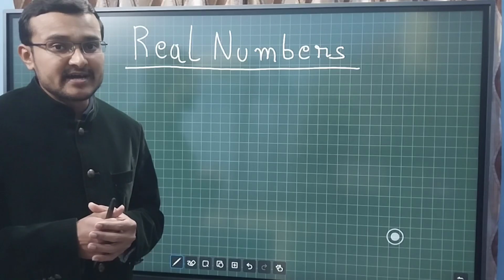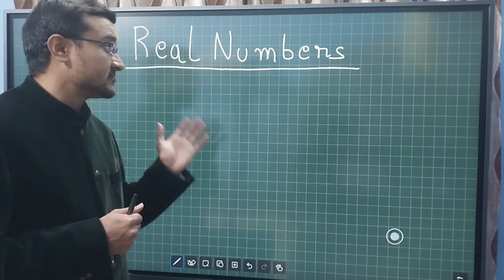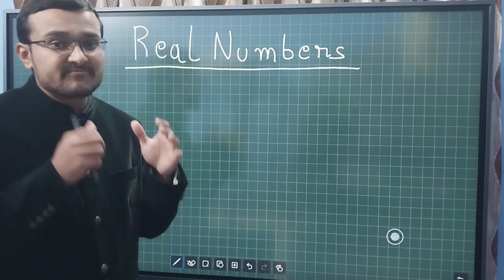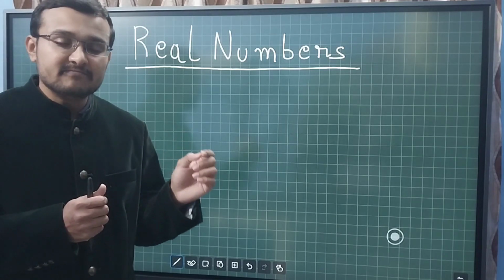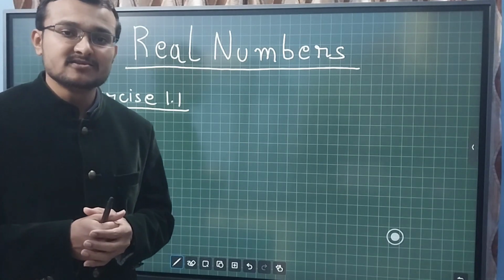So in my previous video, I had started the new chapter in 10th standard mathematics. That was chapter 1, which is based on real numbers. In my previous videos, I have explained the fundamental theorem of arithmetic, and I have also solved examples from 1 to 4. So in this video, we'll be looking into the exercise 1.1 questions.